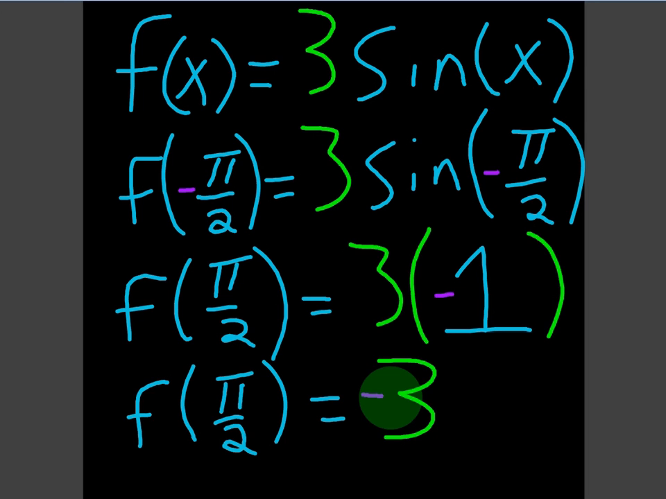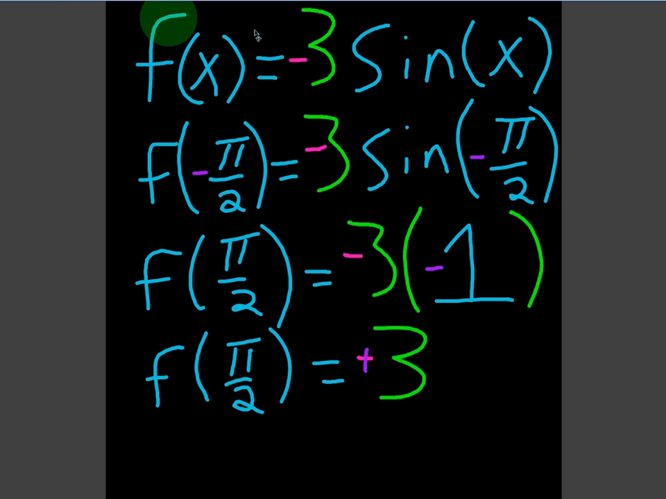Now let's look at some other examples. What if we multiply negative 3 times sine of negative pi over 2? What will happen then?